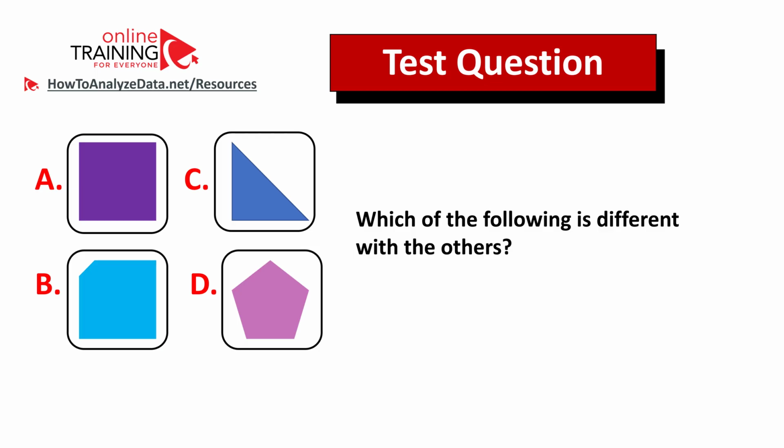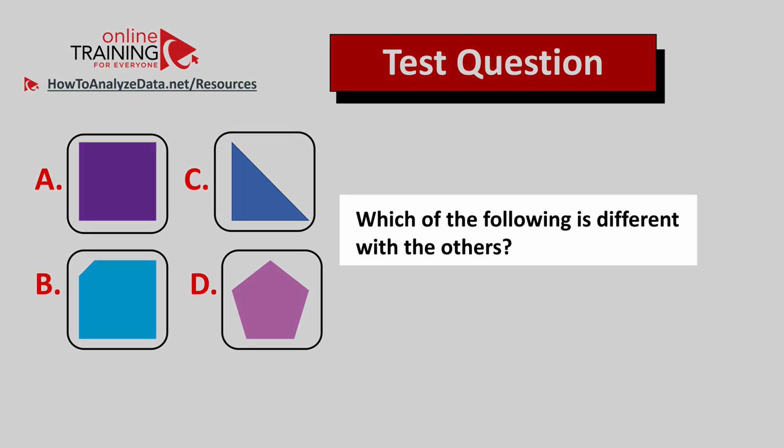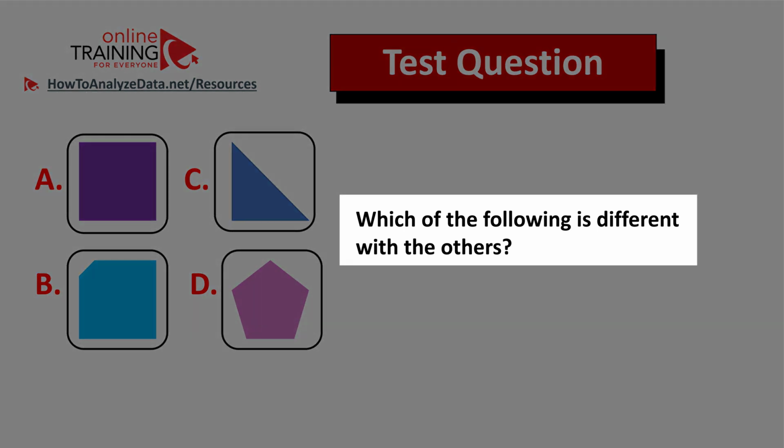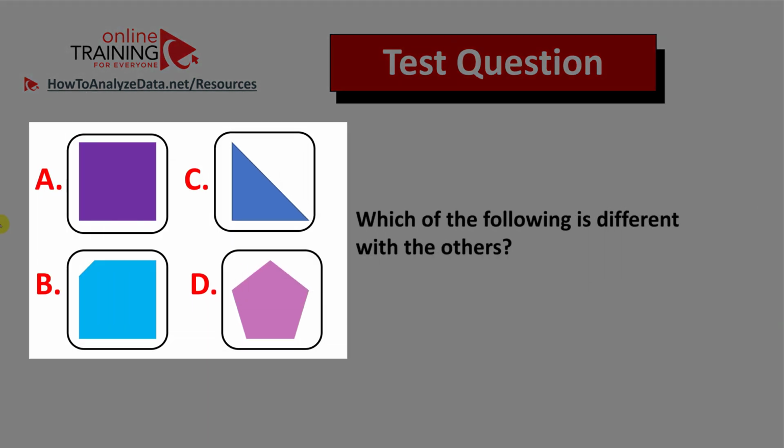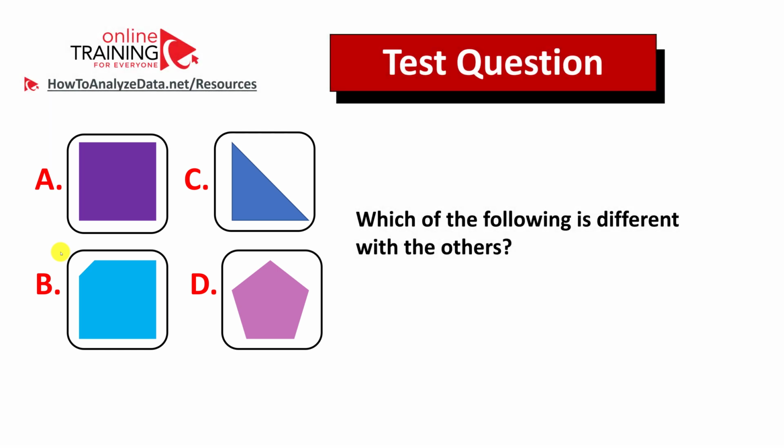And here's the question from the real test you can try to solve on your own. I have full confidence that you can really solve this challenge. Which of the following is different from the others? And you're presented with four different shapes. Choice A, square. Choice B, different square. Choice C, triangle. And choice D, pentagon. So which of the following is different from the others? Give yourself 10 to 15 seconds to see if you can solve this challenge on your own.